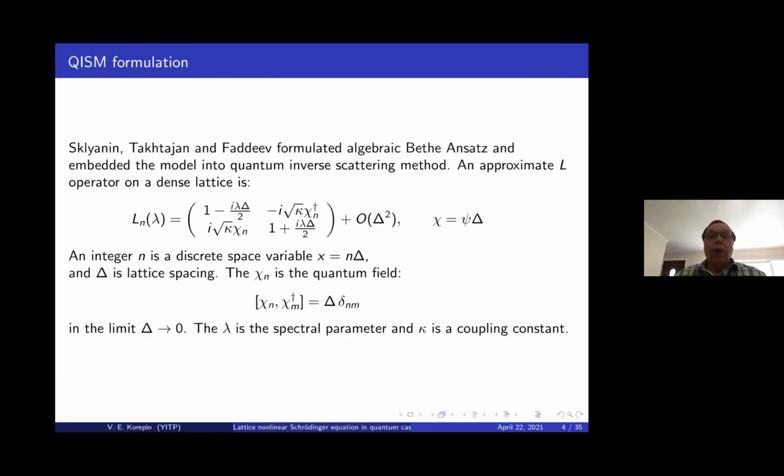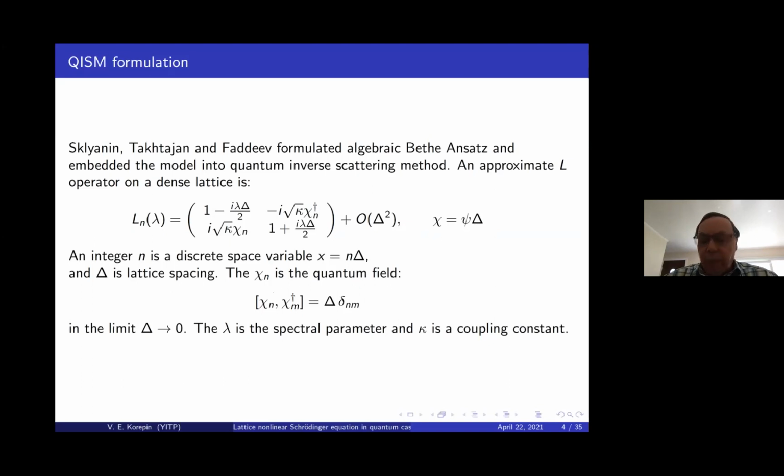So this is the L operator on this dense lattice, when the lattice step delta is relatively small. Faddeev, Takhtajan, and Sklyanin formulated the algebraic Bethe ansatz. The L operator looks like this: lambda is the spectral parameter, delta the lattice step. This chi is a rescaled quantum field, psi multiplied by delta, which will appear in some other transparencies. It is a correct expression valid up to delta squared, and this is the commutation relation.